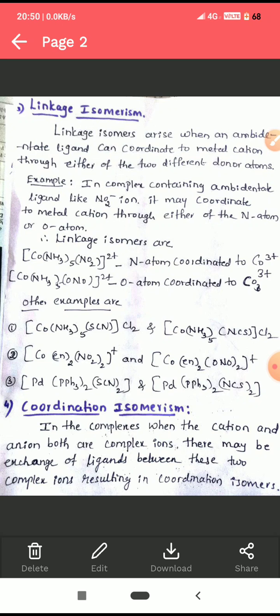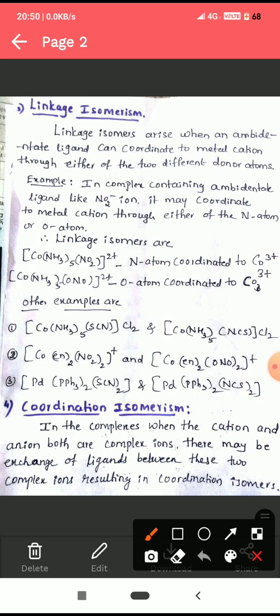For example, take the SCN example. If the ambidentate ligand SCN is present in a complex, in one isomer the complex is bonded through sulfur, in another complex it is bonded through nitrogen. You can see the example here. See the isomers. In this complex, cobalt is bonded to SCN through a sulfur.